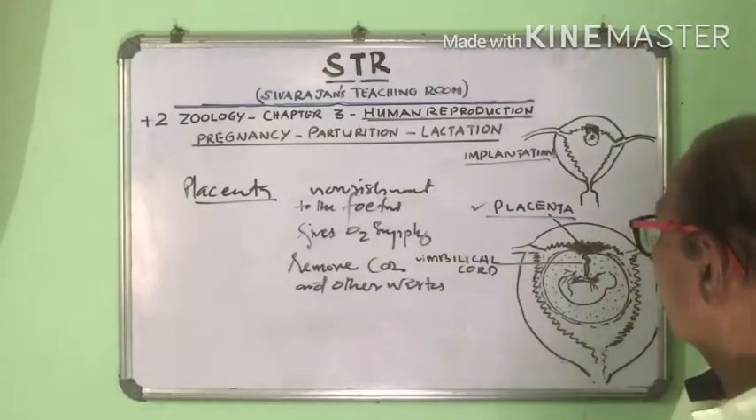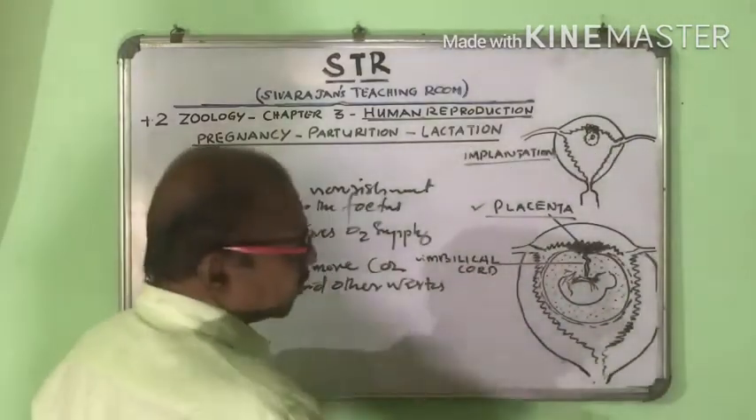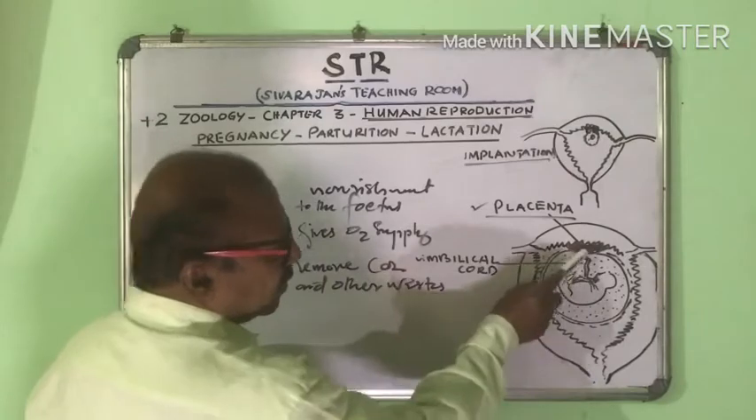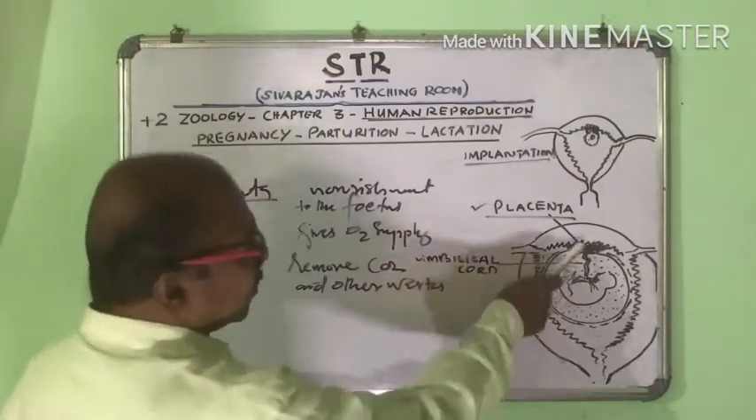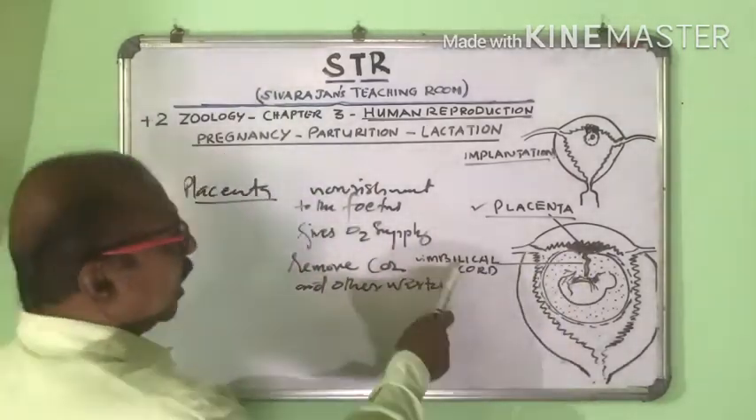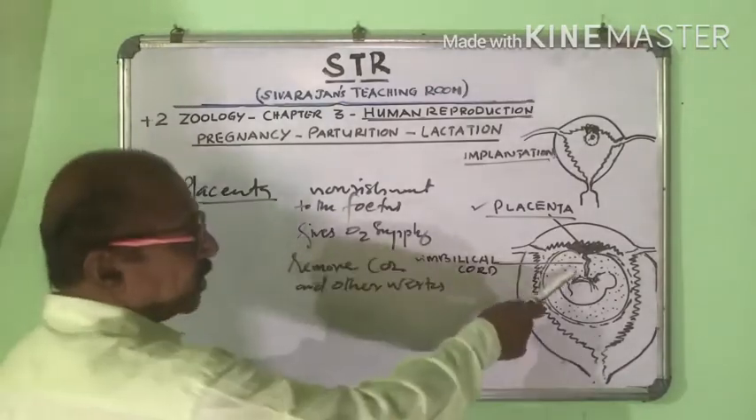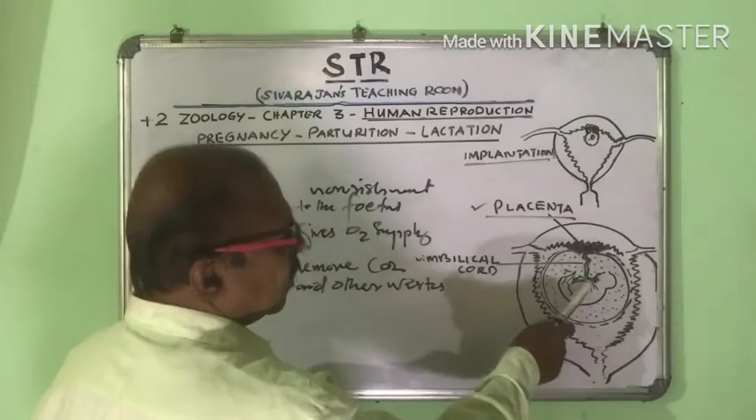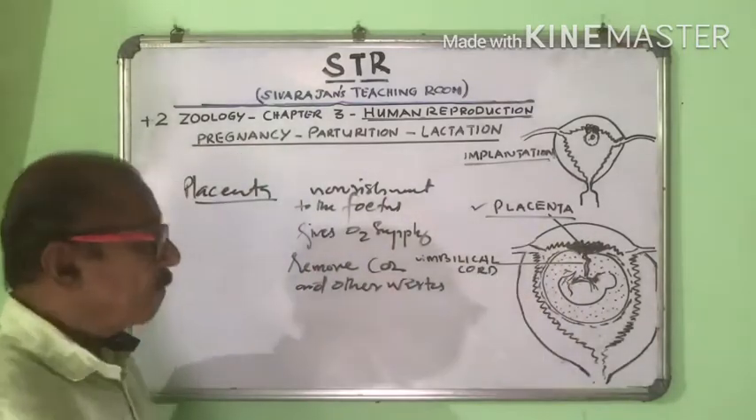And what is the umbilical cord? See, this is the fetus and this is the placenta, and this is a tubular structure connecting the placenta and the fetus. It is the umbilical cord. So the umbilical cord connects the fetal body with the placenta.